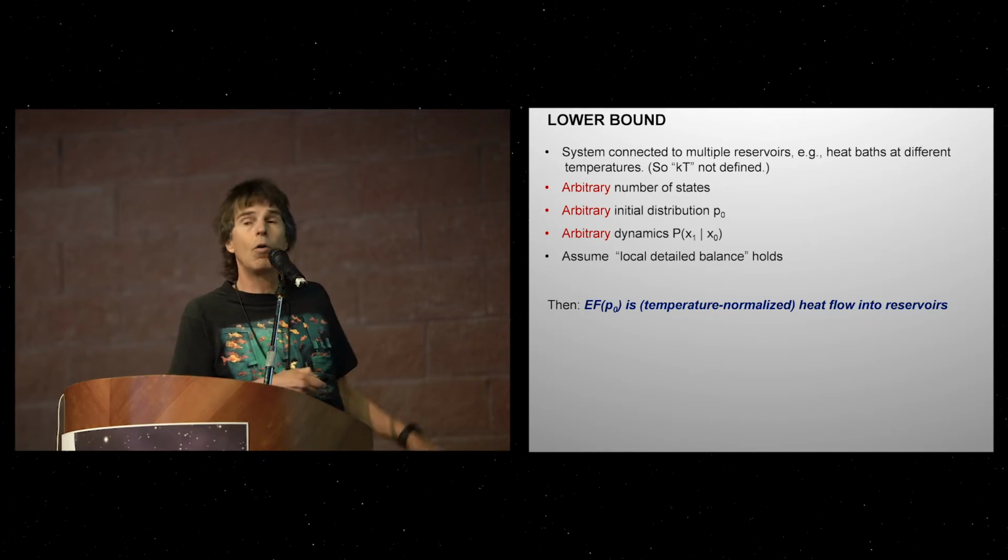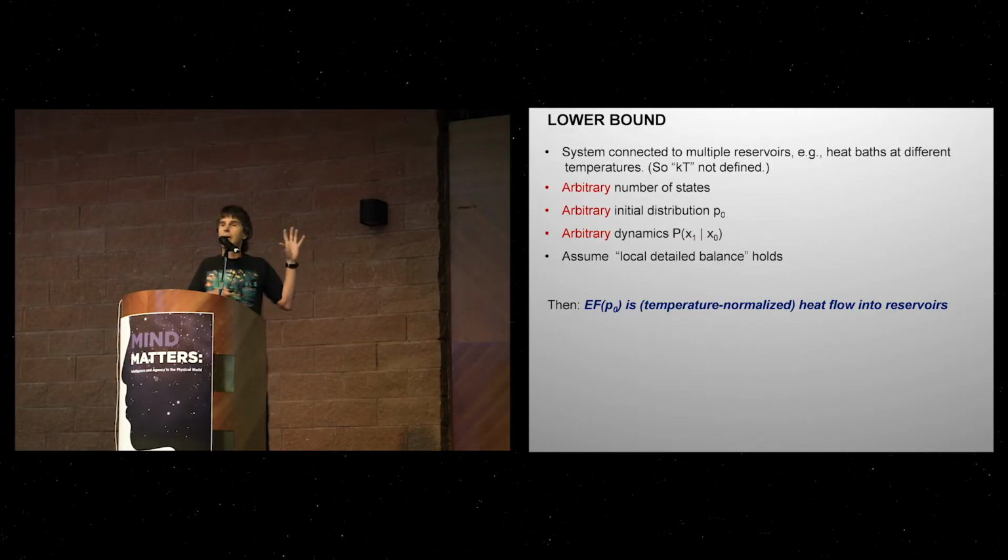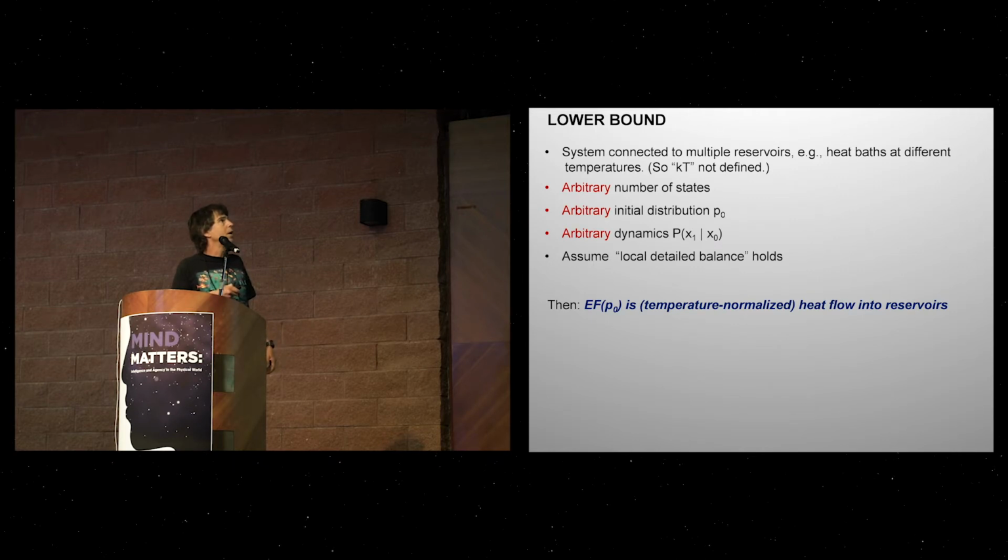So now let's take all of that, which is just mathematics, and start to couple it to real physical systems that are evolving with time. Let's say your system is connected to multiple reservoirs, heat baths, particle reservoirs, work reservoirs, what have you. Because they can all be at different temperatures, KT is not necessarily even defined. Arbitrary number of states, arbitrary initial distribution, arbitrary dynamics, and a somewhat technical condition, we assume local detail balance.